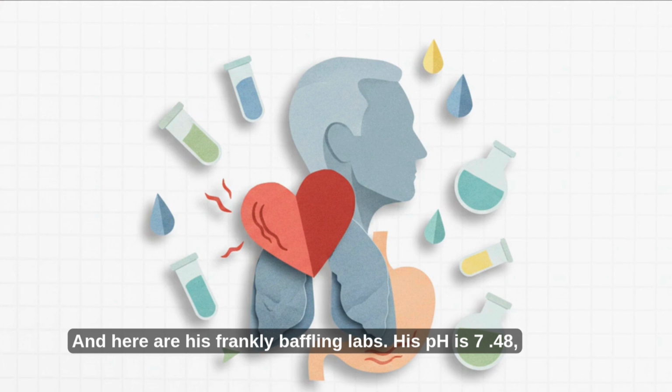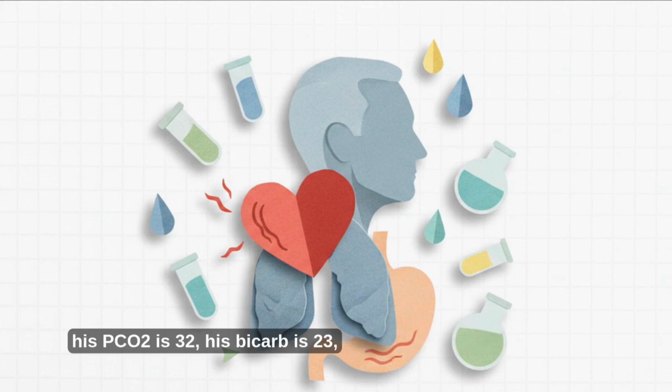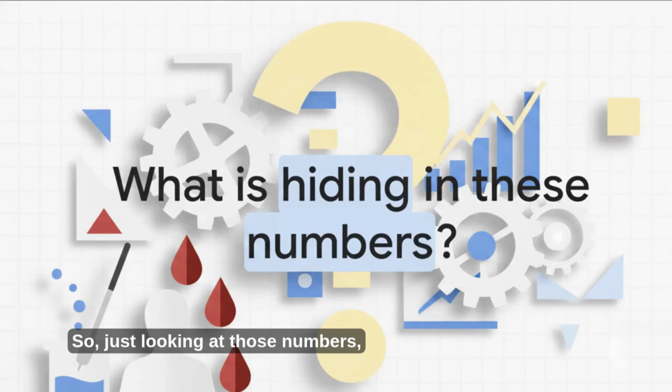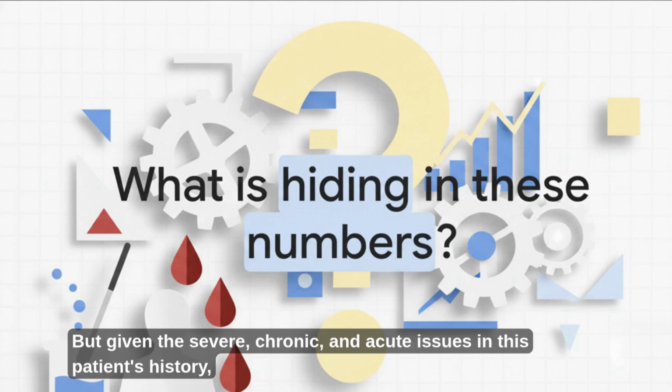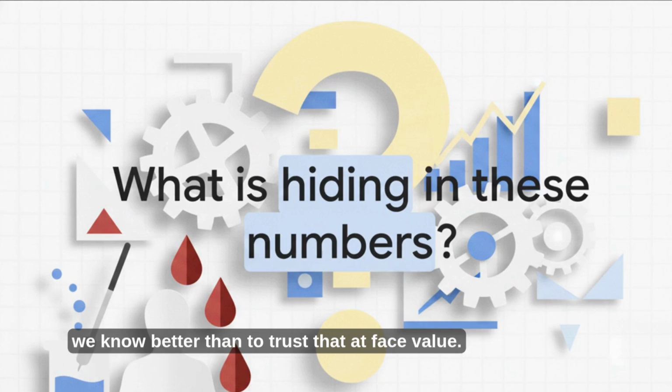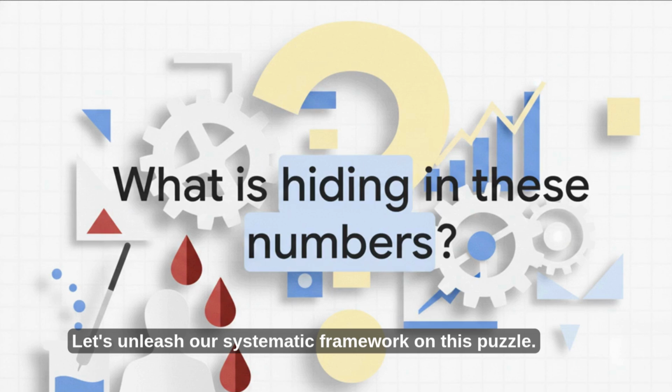His pH is 7.48, his PCO2 is 32, his bicarb is 23, the lab measured an anion gap of 33, and his albumin is very low at 2.0. So, just looking at those numbers, what on earth is hiding in this data? A pH of 7.48 is just barely alkalemic. Honestly, it almost looks like a mild disturbance. But given the severe, chronic, and acute issues in this patient's history, we know better than to trust that at face value. Let's unleash our systematic framework on this puzzle.